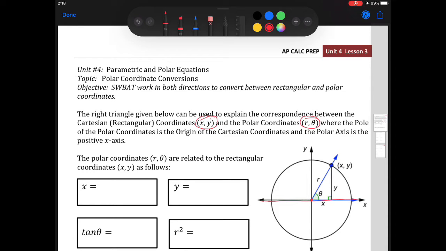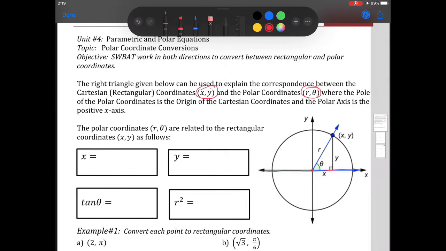What's the relationship between the two? That's what we are going to be discussing today: how to convert polar to rectangular and back. This is the whole lesson. So let's get started with the polar coordinates.